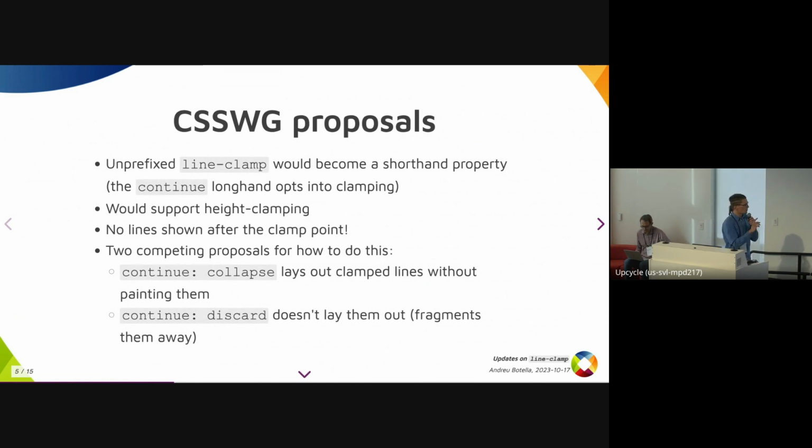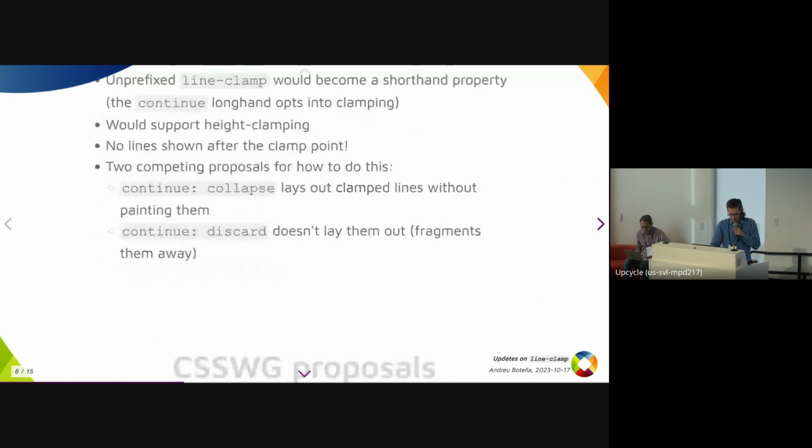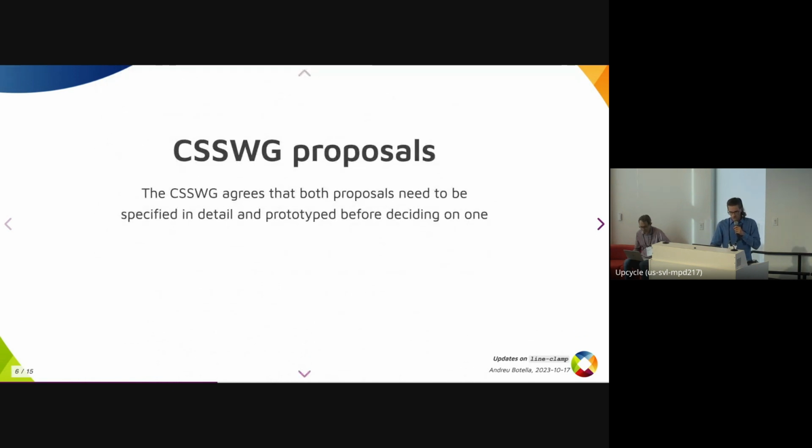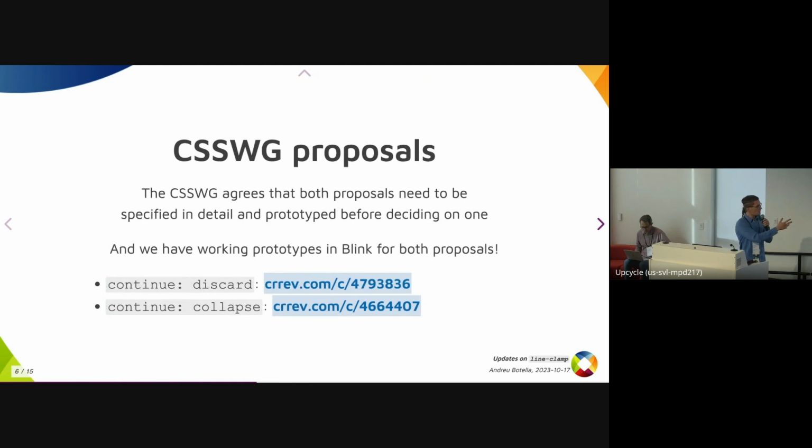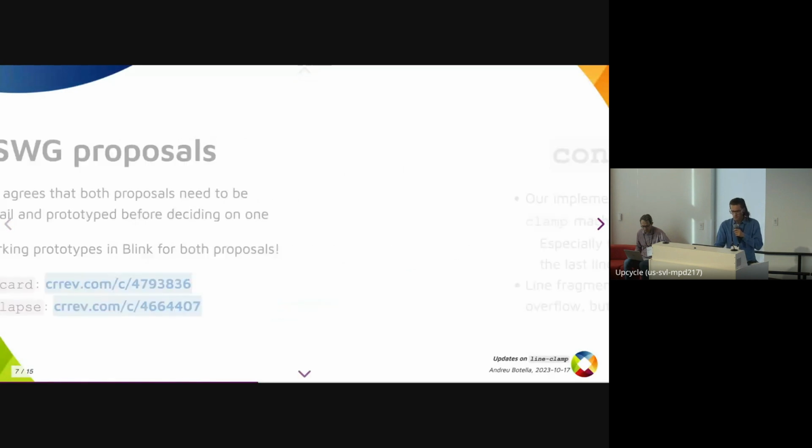And there are two competing proposals. Continue collapse lays out the clamp lines without painting them. Continue discard does not lay them out, with fragmentation. Both proposals need to be specified in detail and prototyped before deciding on one, and we actually have working prototypes in Blink for both of them with CLs.